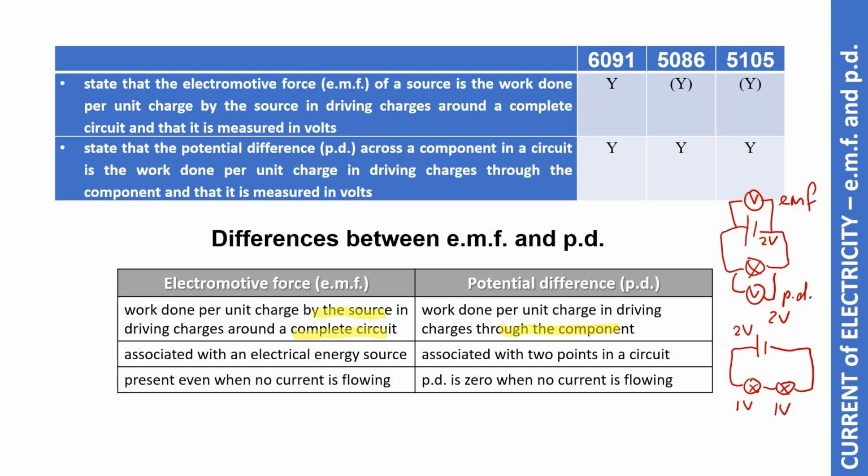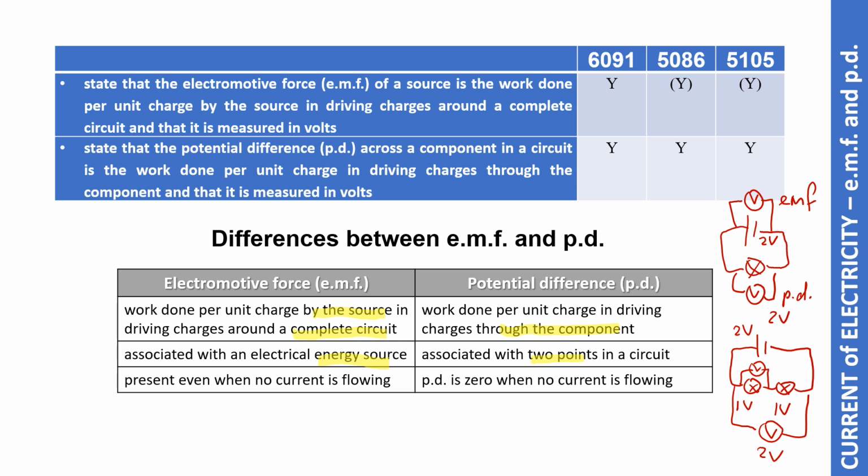Then for EMF, it's always associated with the power source or energy source. Then for PD, it's always any 2 points in a circuit. So I can put the voltmeter across the entire 2 bulbs here, which I will get 2 volts, or I can put it across 1 bulb and I will get 1 volt, right? So this is potential difference, right? For the battery, it is EMF.